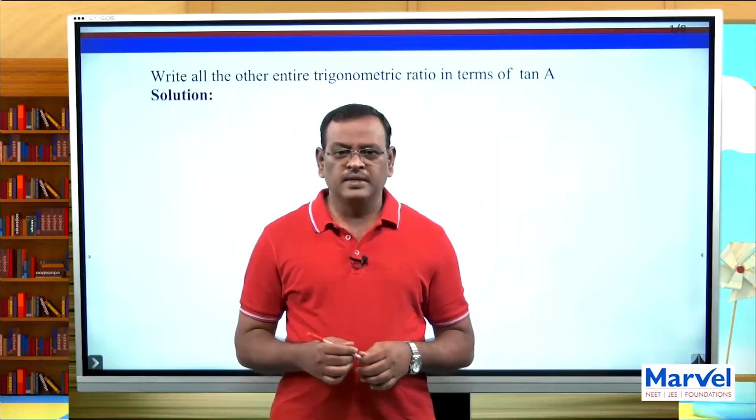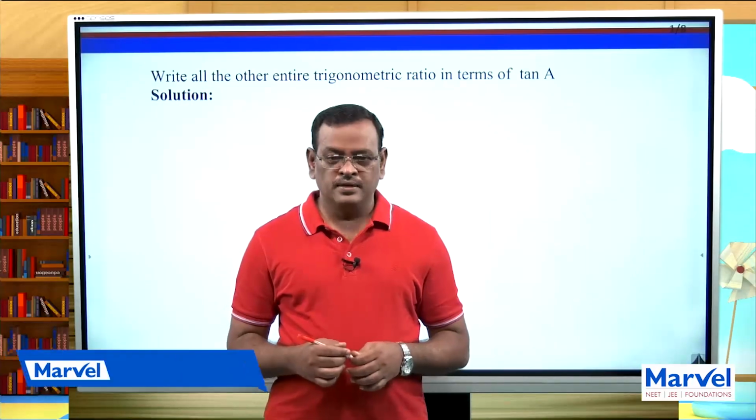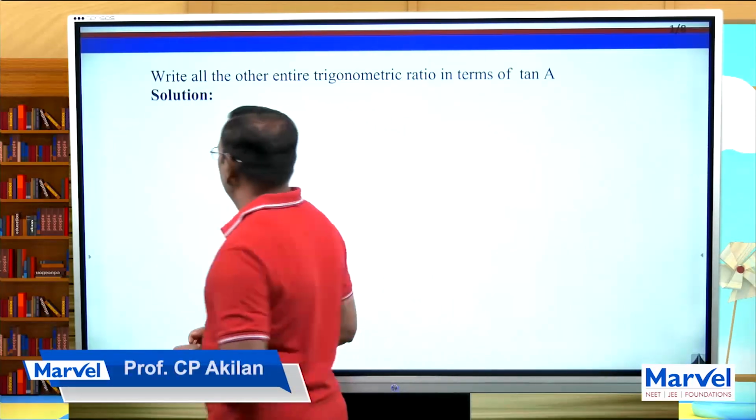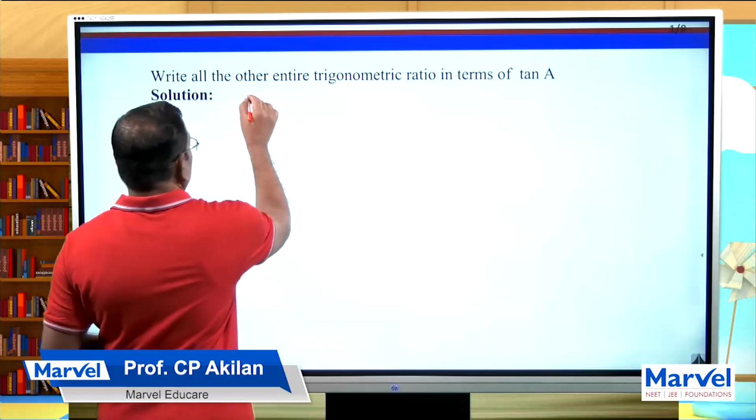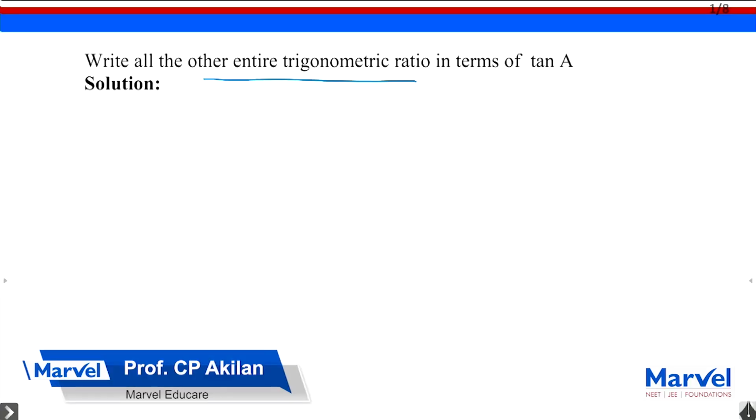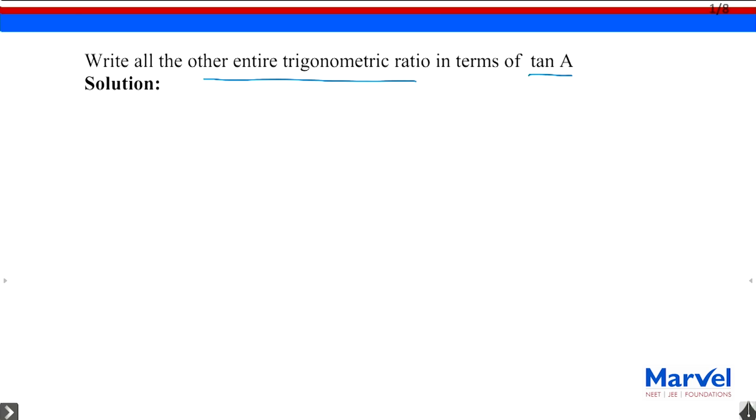This problem is related to trigonometric identities and reciprocal ratios. Purely theoretical question. Write the other entire trigonometric ratios in terms of tan A alone. In terms of tan A. So first we can write cot A. Cot A equal to 1 by tan A. This is by using the reciprocal identity.